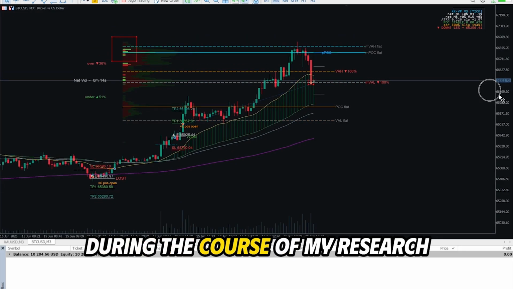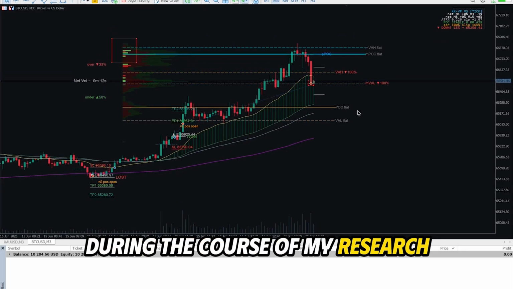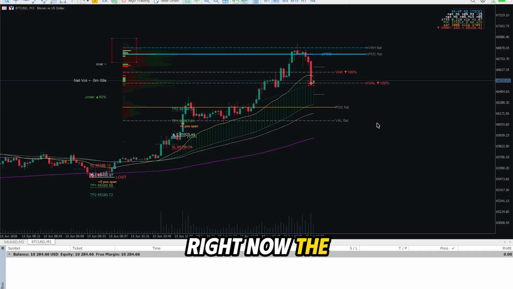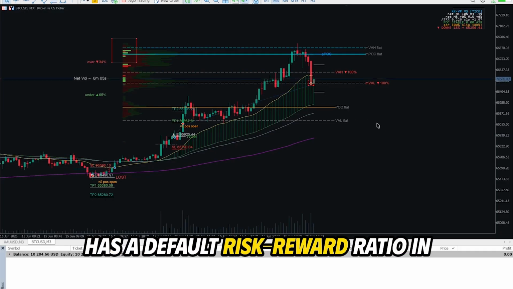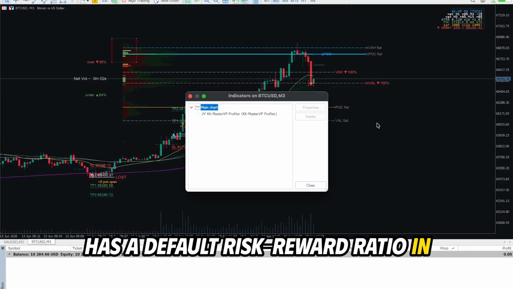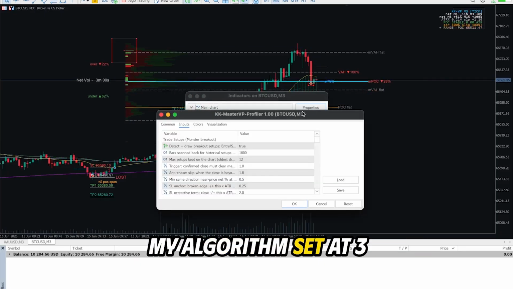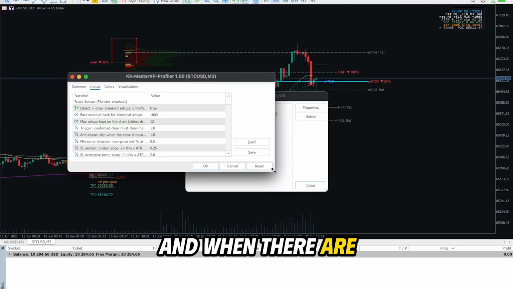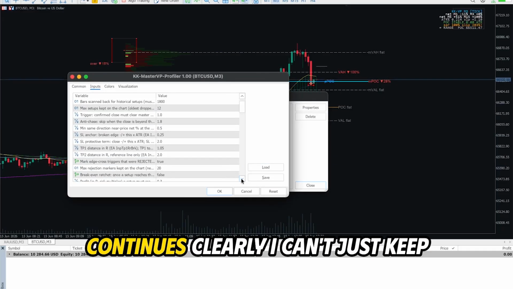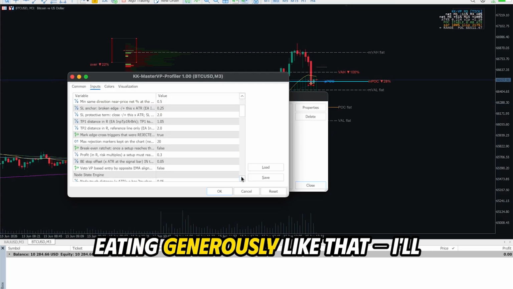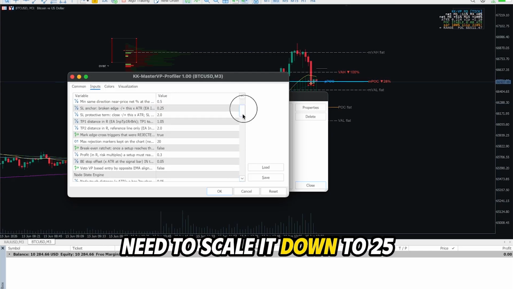During the course of my research, the setup we're looking at on screen has a default risk-reward ratio in my algorithm set of 3. And when there are 2 or 3 stacked trades that have already been taken while the trend continues, clearly I can't just keep hitting generously like that.